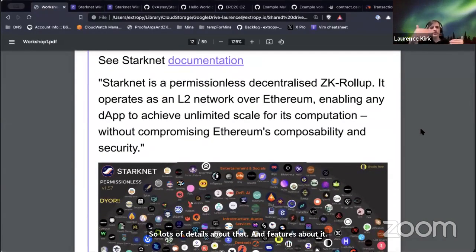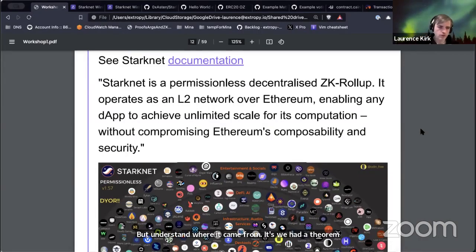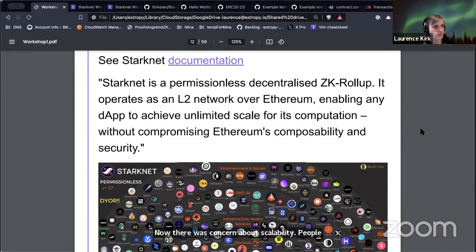But understand where it came from. We had Ethereum, that's a layer one. There was concern about scalability. People started to think of ways to solve scalability. A very popular and very feasible way to do that is the idea of a roll-up. And one type of roll-up is the ZK roll-up. And this is what StarkNet is. It's a layer two, so it is a blockchain in its own right.